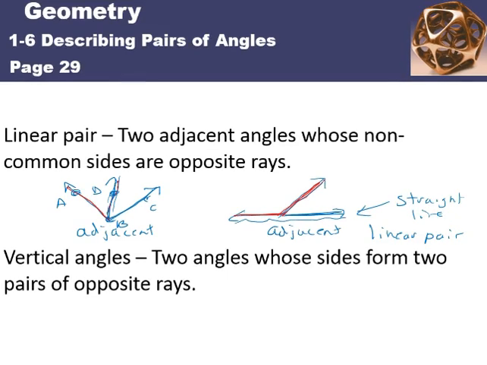And linear pairs are angles that add up to 180. So these add to 180. If you have a linear pair, then the two angles have to add up to 180.